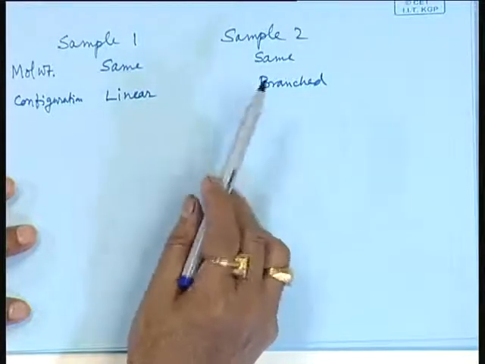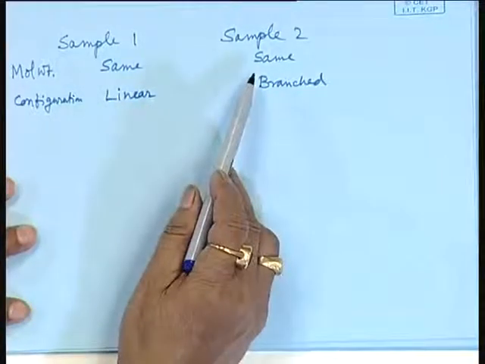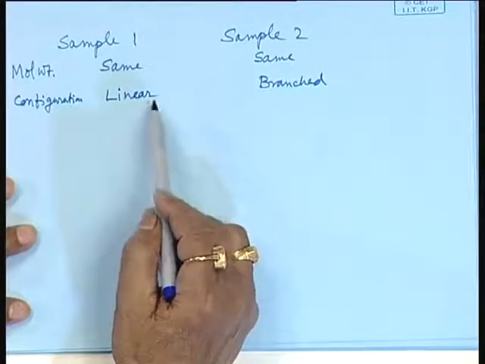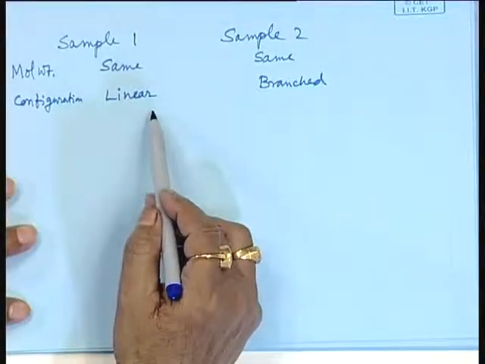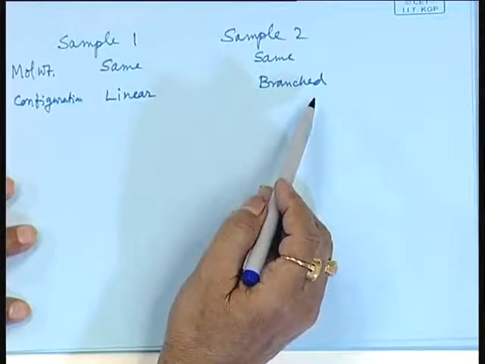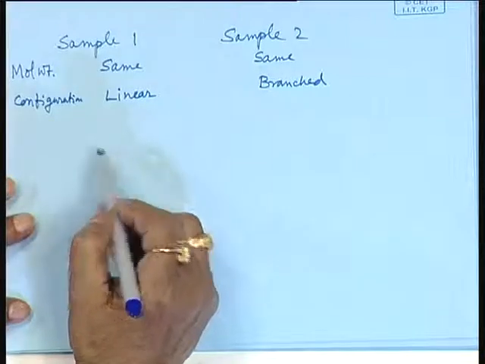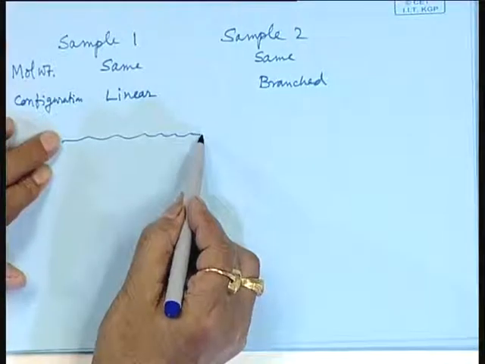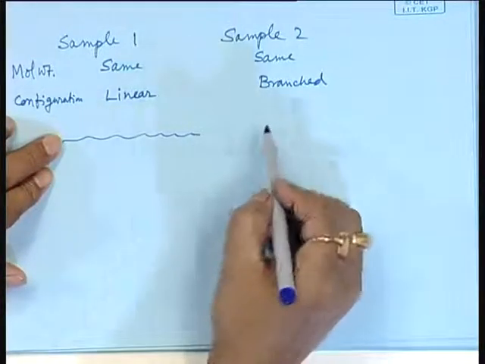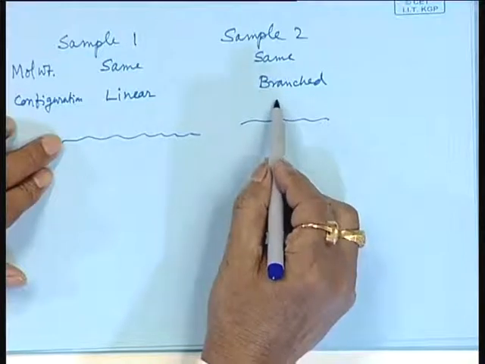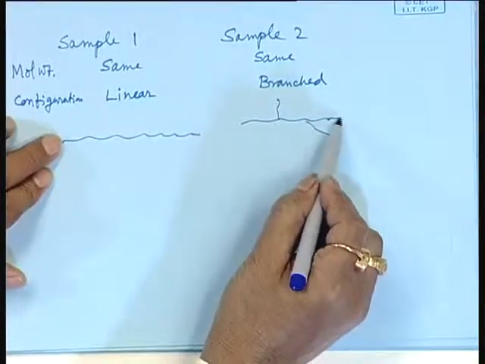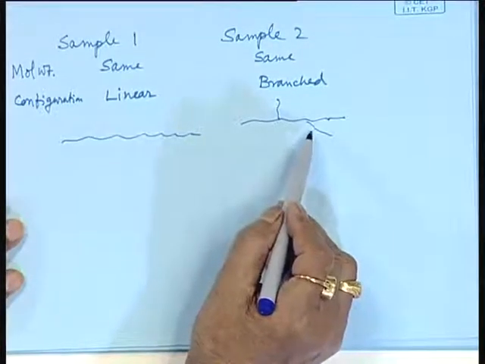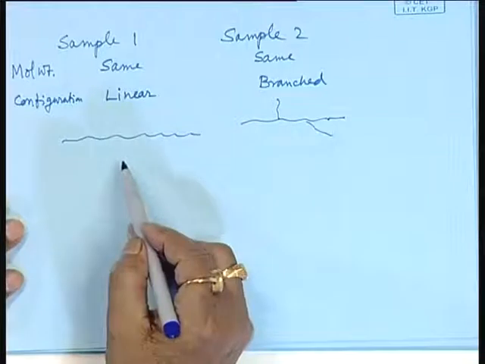Two samples, sample 1 and sample 2, both have the same molecular weight. Sample 1 contains linear molecules and sample 2 contains branched molecules. Again, if I show you this way, suppose this is the length of the polymer molecule. Now, this length can be shown this way. So, the overall length, the overall mass of the polymer is the same. This is branched, this is linear.